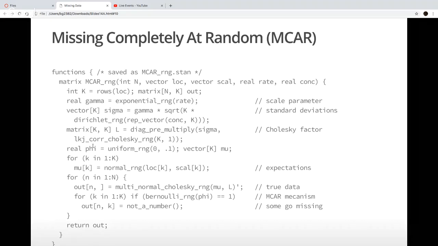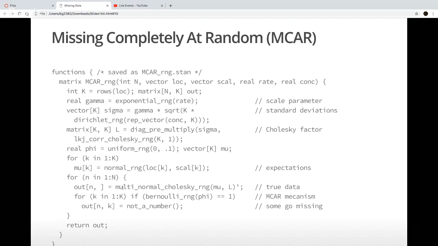But there's also this phi that I draw from a uniform prior between 0 and, let's say, 0.1. And this phi is going to govern whether my observations are actually observed or they go missing. So first I fill in mu with draws from normal priors with a given location and scale that are passed in as exogenous arguments to my function. And then I drop into my loop over the observations.